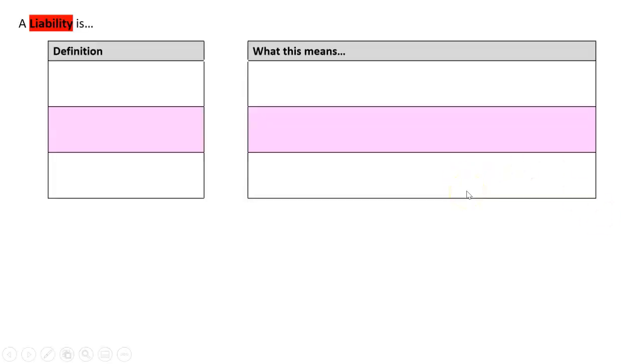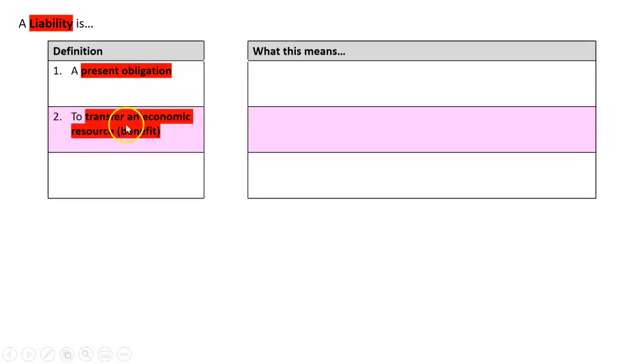However, we need a more formal definition from the study design. And the study design says we're going to define a liability like this. It's got three parts. One, a present obligation. Two, to transfer an economic resource or benefit. And three, as a result of a past event. So what do they mean?